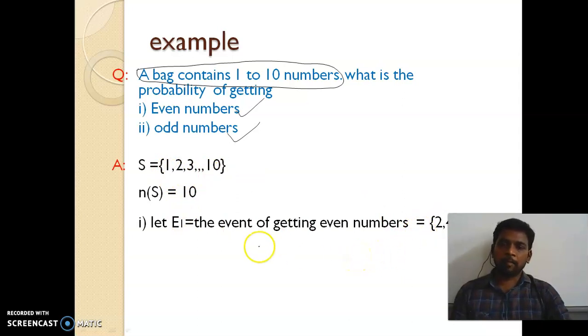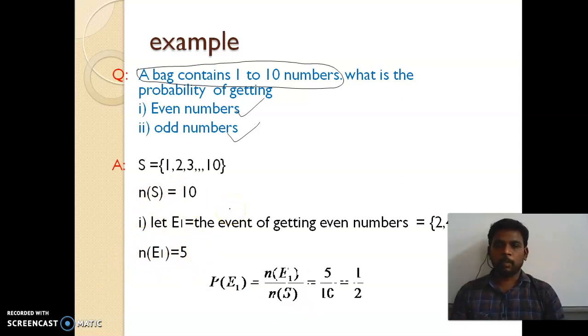Next, after defining the events, we are going to write the number of events. How many are there inside the bracket? 5 elements are there. So we can write N of E1 equal to 5. Now how can you find the probability? We divide this answer by this answer. That's it. So P of E1 equal to 5 by 10. After simplification, this is 1 time and this is 2 times. So 1 by 2.